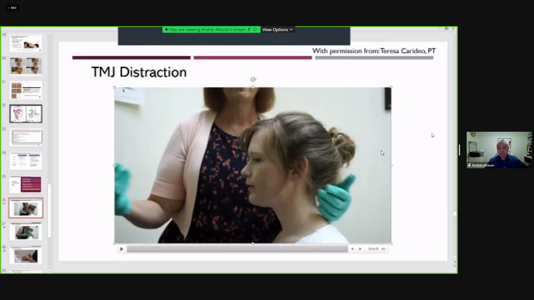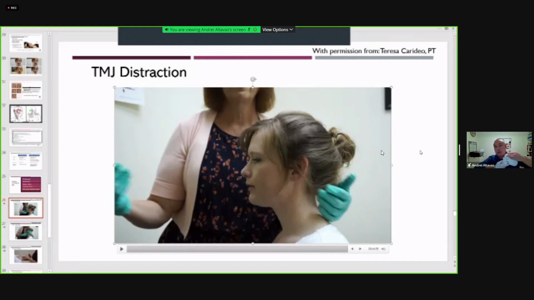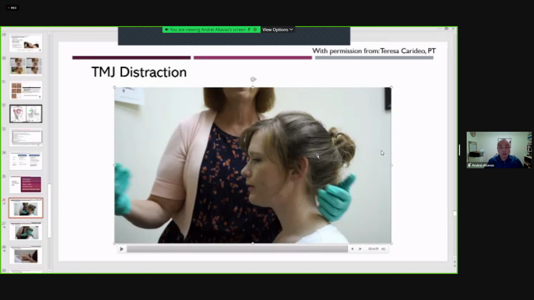Okay, so that is TMJ distraction. The component movement there is always going to be distraction. You're always going to slightly distract the joint and then translate. Don't forget the distraction part. What happens if you just translate the joint? Potential damage to your disc. That would not be good for your patient who is already exhibiting a problem in the joint.